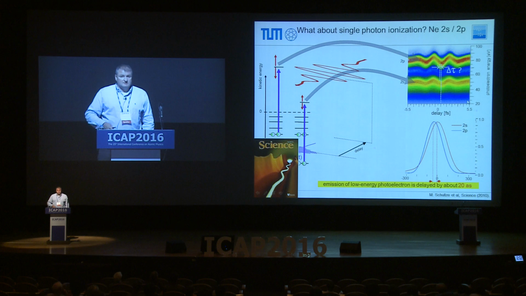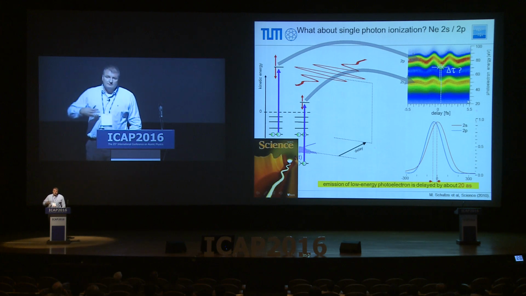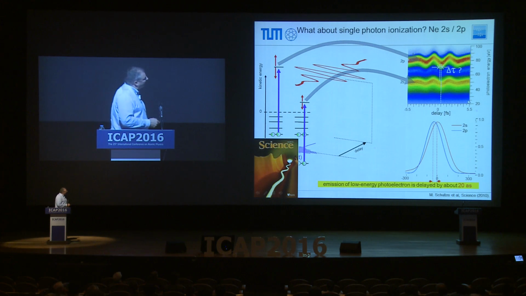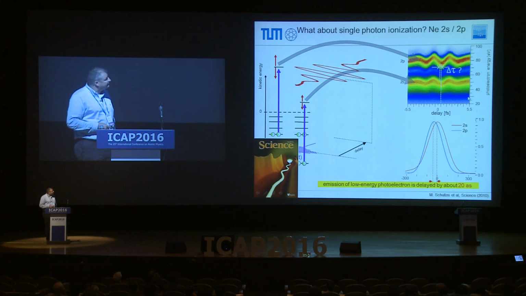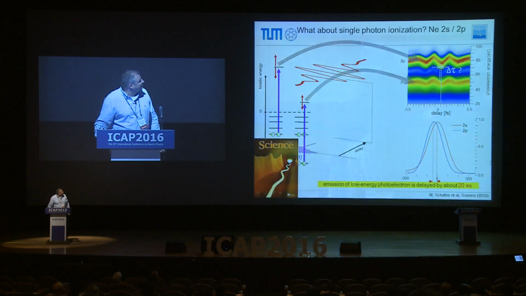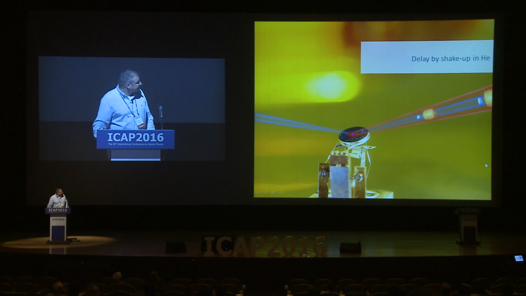And the reason for the delay is intrinsic, like the Eisenbud-Wigner-Smith delay, the Coulomb-laser coupling, plus the difference in energy of the two electrons coming out. But still, all these contributions do not add up to the 20 attoseconds as we measured here, and we are not yet completely clear what other contribution or what error or whatever is responsible for that.